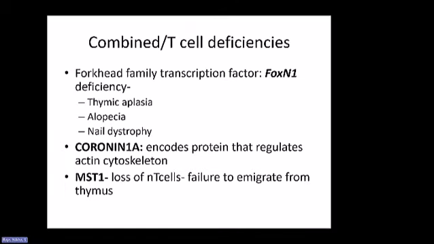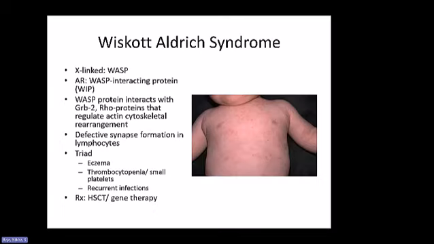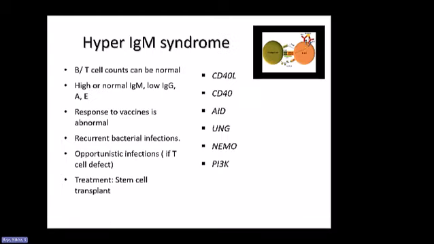FOXN1, we talked about alopecia and thymic aplasia. Nail dystrophy is another feature of that. We talked about the rest. Wiskott-Aldrich, we talked about that. Defect in WASP, which interacts with GRB2 and Rho proteins that help in movement of the cells. So actin cytoskeletal rearrangement is affected. And we talked about the rest.